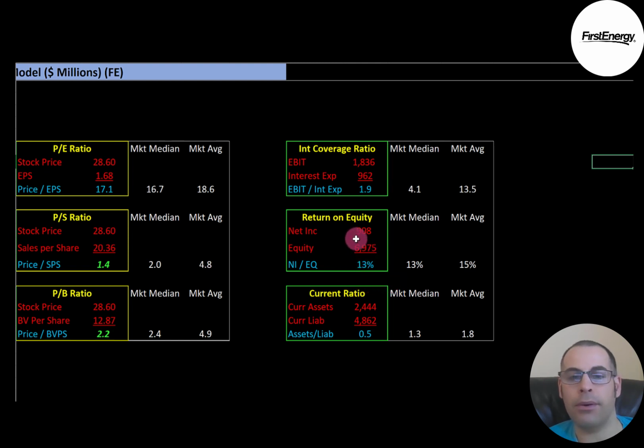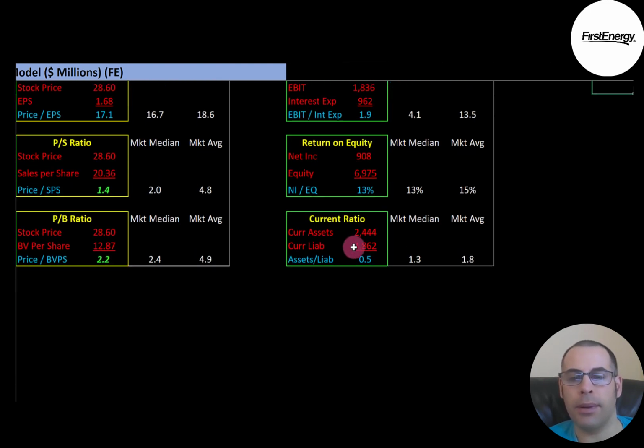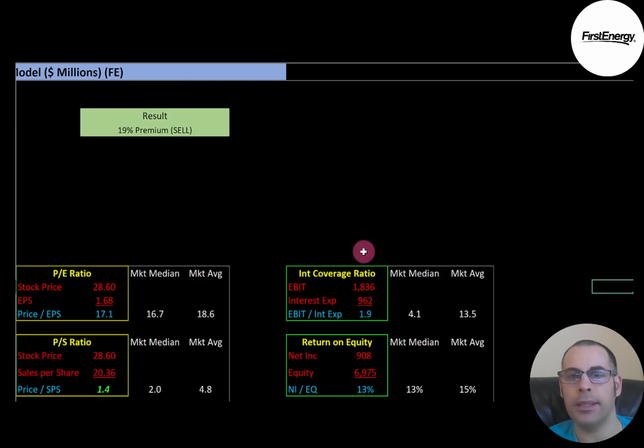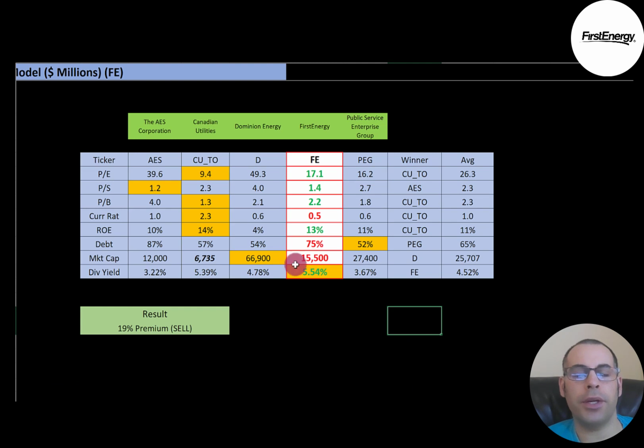They don't have a good current ratio, that's current assets over current liabilities. They're at 0.5, so they can only cover half of their current liabilities. The best way to look at ratios is to compare them to similar companies. I've done videos on AES, Canadian Utilities, Dominion, and Public Service, all in the same industry as FirstEnergy.